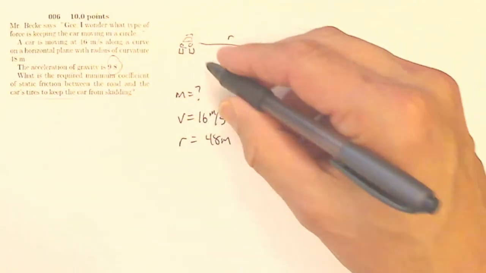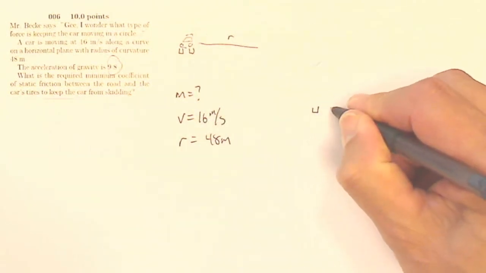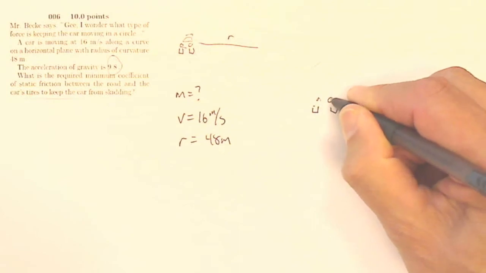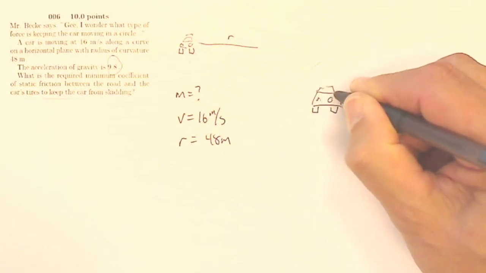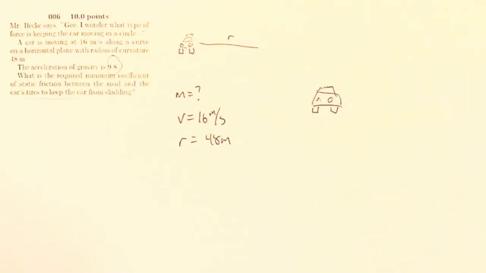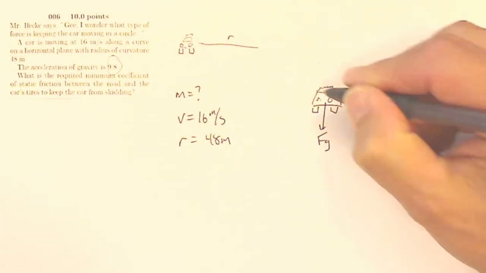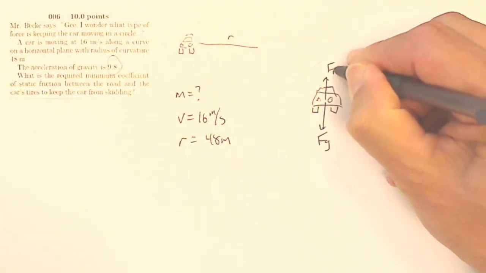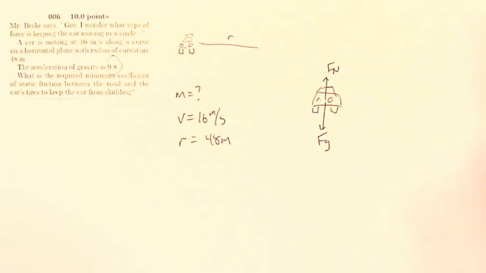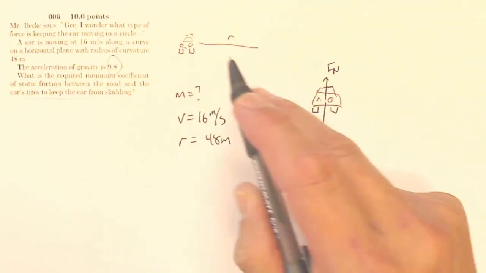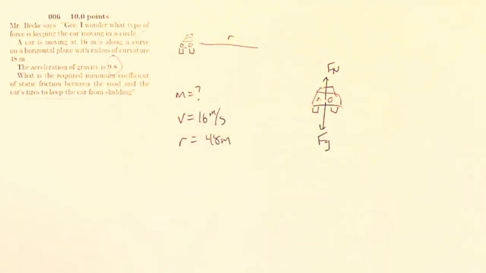Let's take a look at that car. Here's my car, there's my tires, my headlights, the front of my car, maybe a windshield or something. What are the forces on this car? I have a force of gravity. I have a normal force. And what other force? Well, in order for it to move in a circle, it has to have some force pointed towards the center of the circle. So that's centripetal, but where is that force coming from?